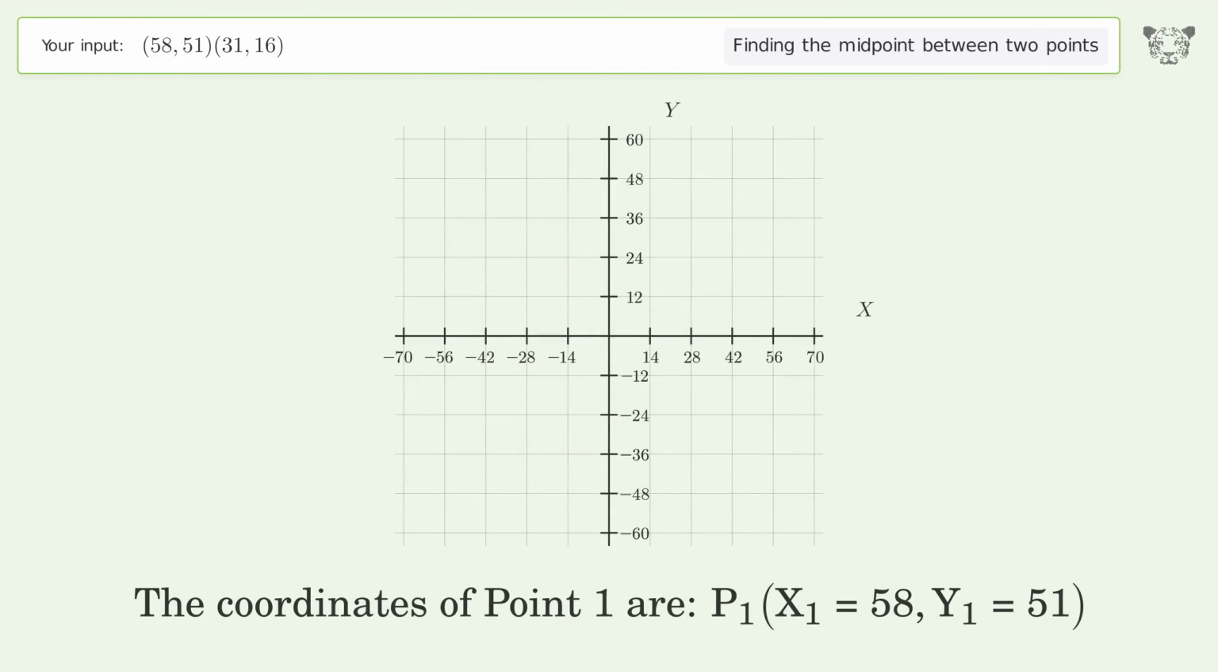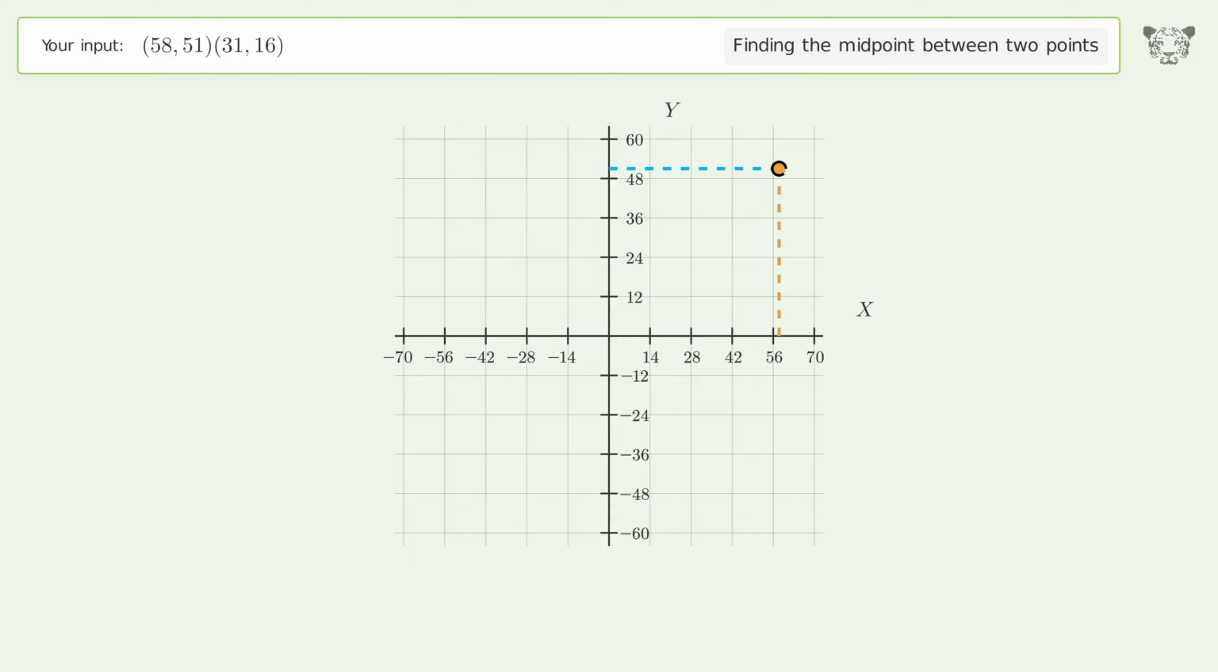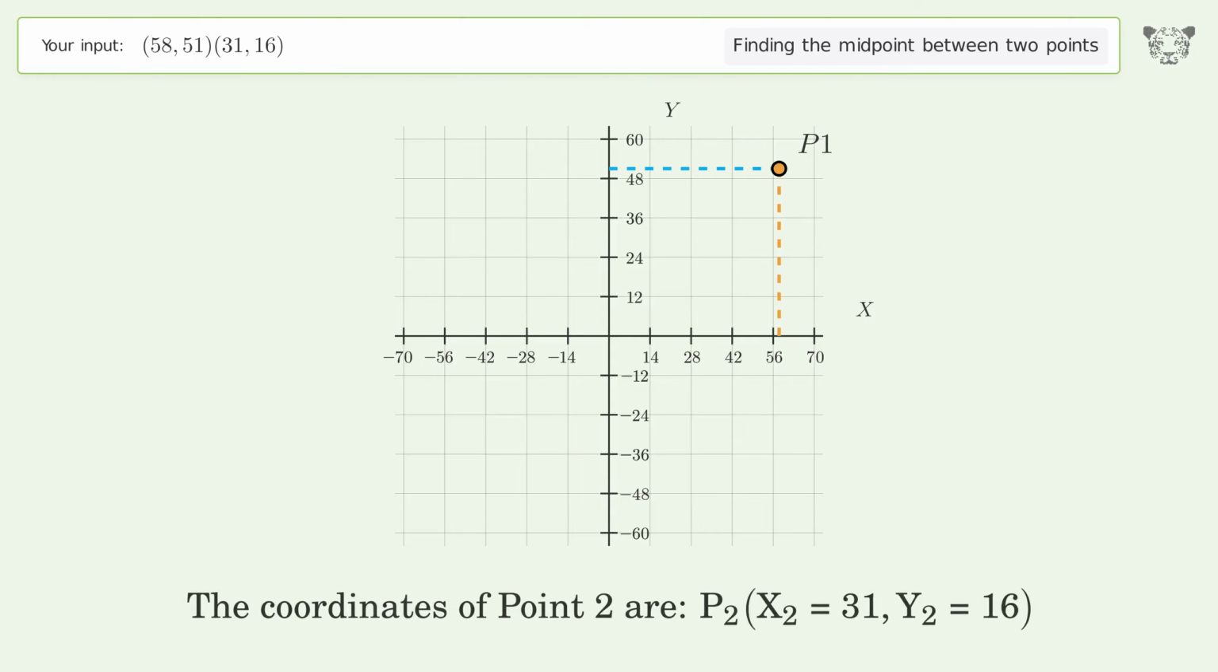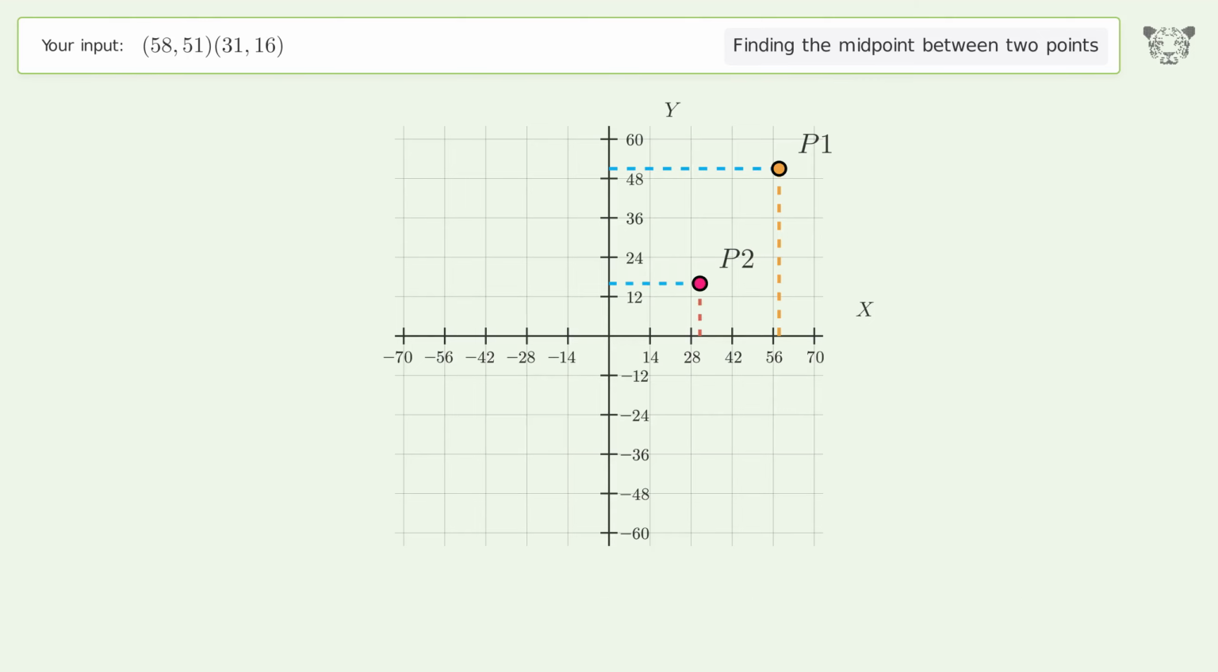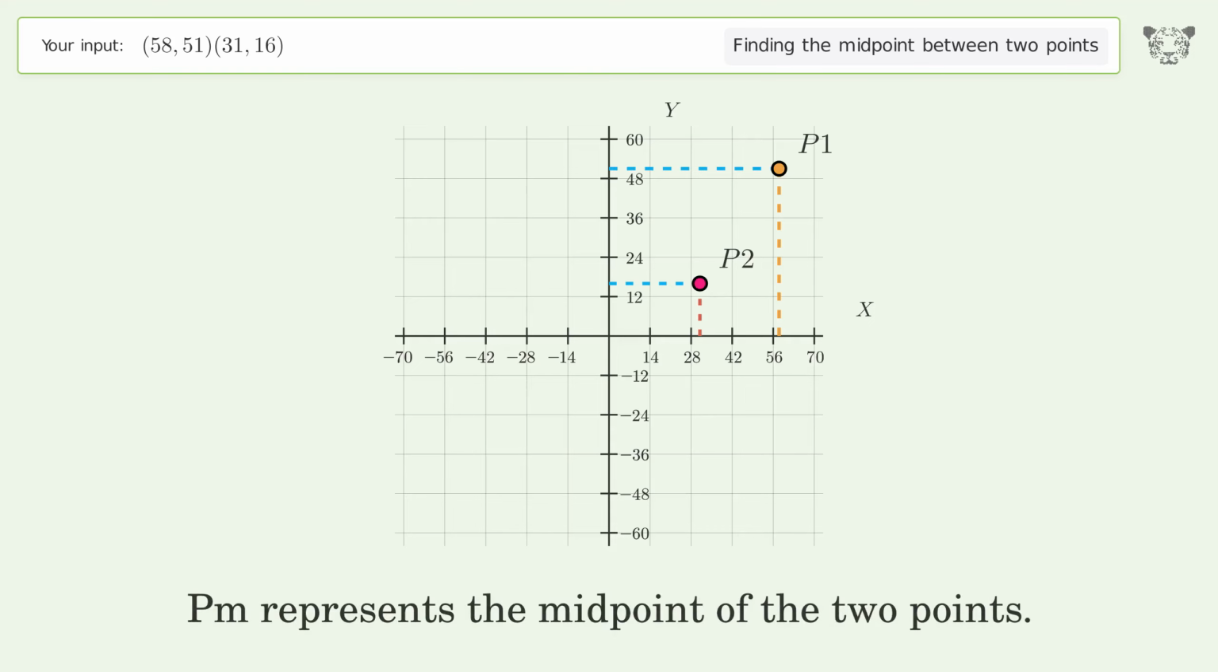The coordinates of point 1 are, x1 equals 58, y1 equals 51. The coordinates of point 2 are, x2 equals 31, y2 equals 16. PM represents the midpoint of the 2 points.